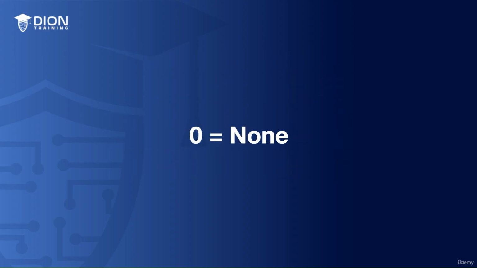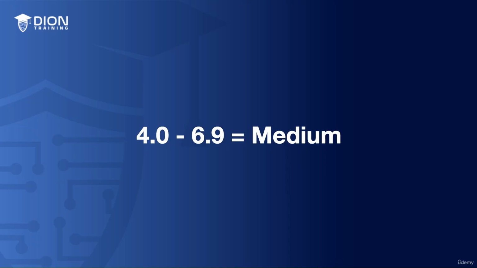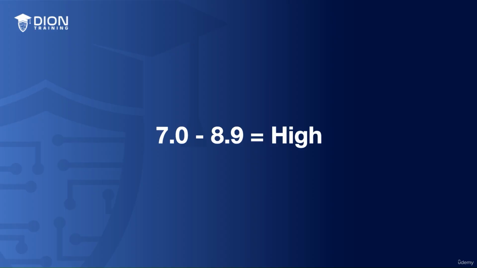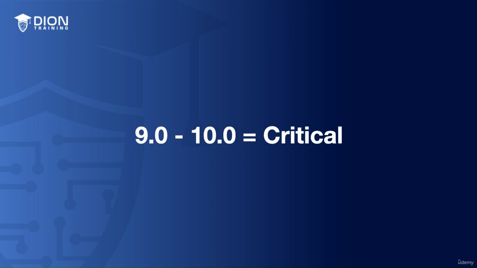If you have a CVSS score of 0, then it's going to be considered none in terms of its criticality. If you have a score between 0.1 and 3.9, it's going to be considered low. If you have a score between 4.0 and 6.9, it's considered medium. If you have a score between 7.0 and 8.9, it's considered high. And if you have a score of 9.0 to 10.0, it's considered critical.